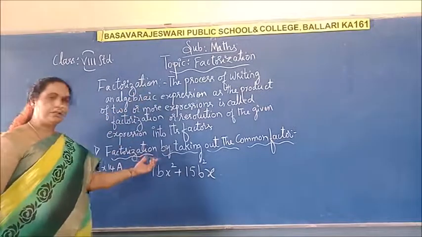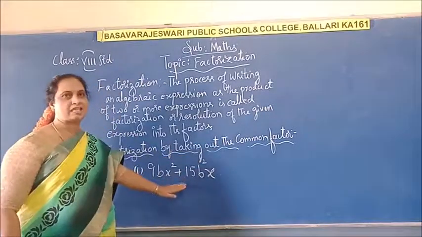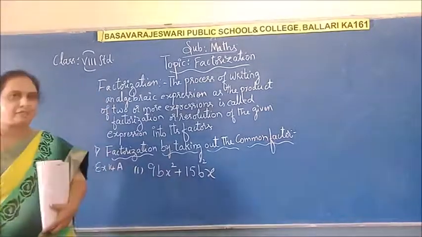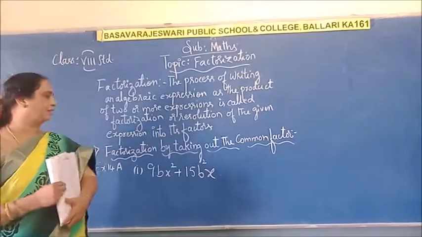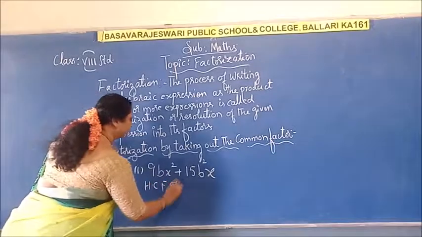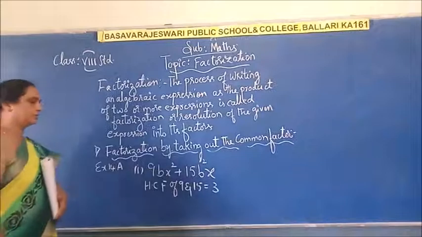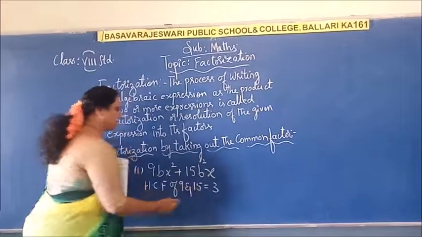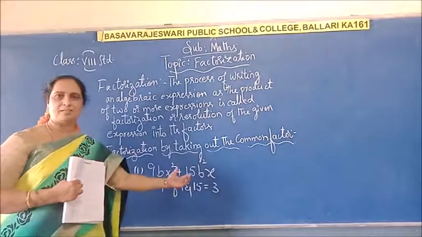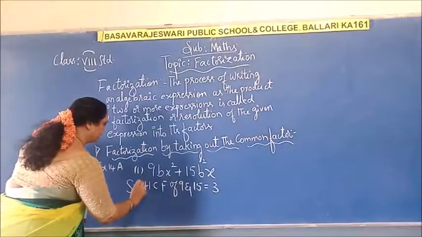Now, what is the method here? What you have to do here? You have to take out the common factor from the given expression as far as possible. So, what is the highest common factor of 9 and 15? HCF of 9 and 15 is 3, and the remaining common factors are here. B is common and x is also common. Now resolve this into its factors.